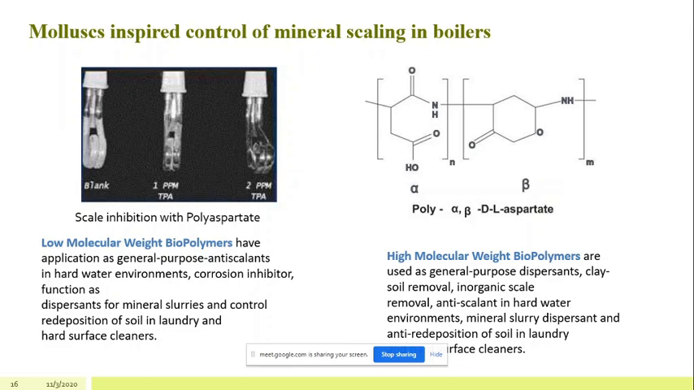And also calcium sulfate, barium sulfate, and it prevents corrosion of metals. Here we can see there is a scale in this tube, and when we add 1 ppm of TPA, the scales are removed, and at 2 ppm of TPA, the scales are entirely gone.